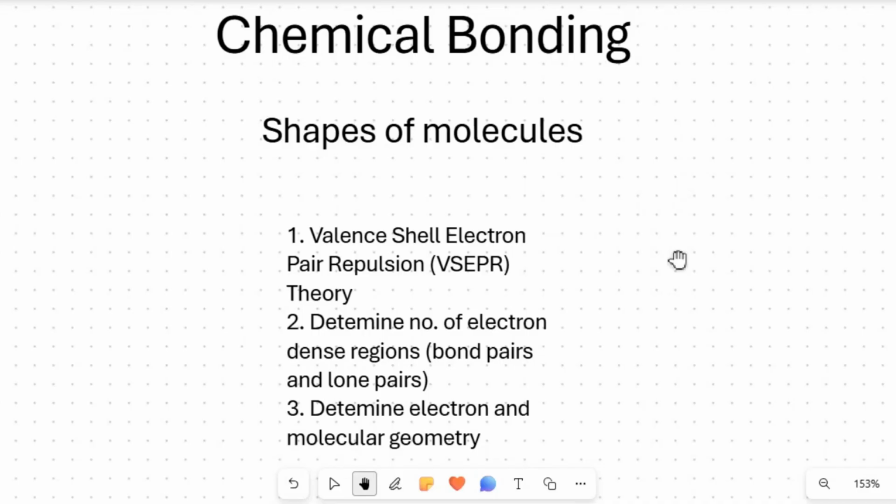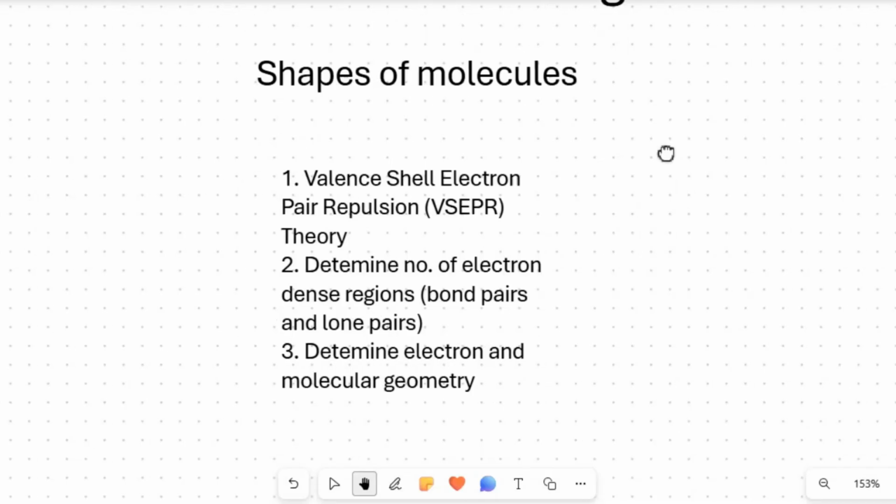The bond pairs are the electron pairs in the bond. So if there's one line, then that is one bond, and therefore there is one bond pair. And a lone pair is a pair of electrons that is not involved in the bonding. Next, from this information, you'll determine the electron and the molecular geometry, and this will give you the shape of the molecule.